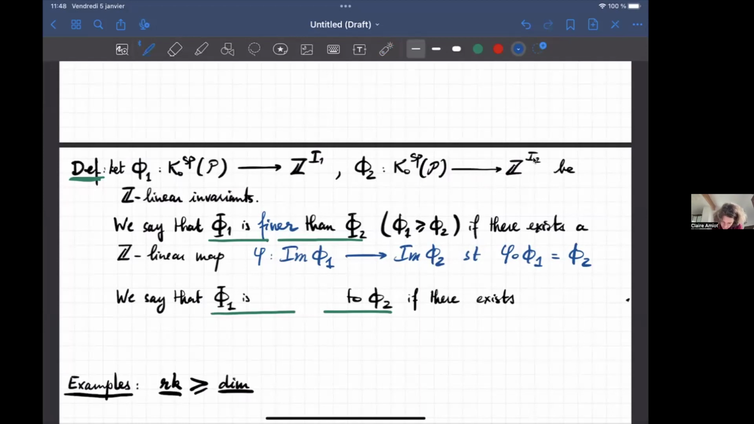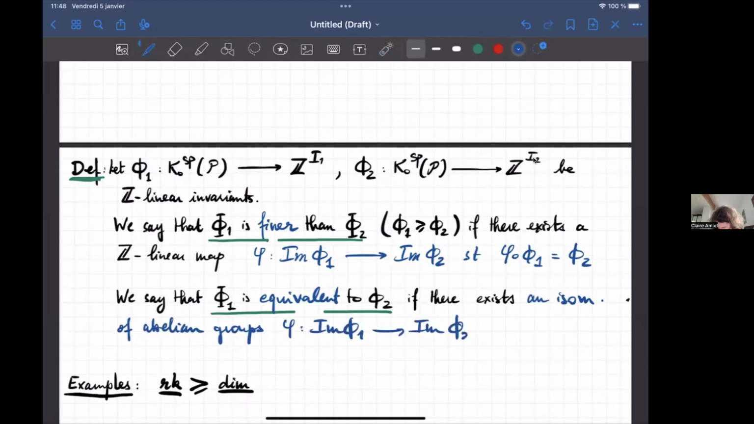Just a remark: I don't ask my invariant to be surjective. In general, it's not surjective on all this set. That's why I ask to compare the images as subgroups of Z^I1 and Z^I2. Okay, and my other definition is that phi1 is equivalent to phi2 if there exists such a phi, but I ask phi to be an isomorphism of abelian groups, with the same definition, from phi1 to phi2 such that the composition of phi with phi1 is phi2.